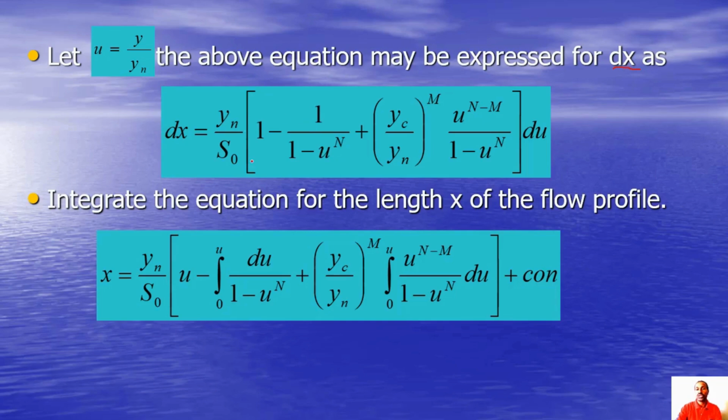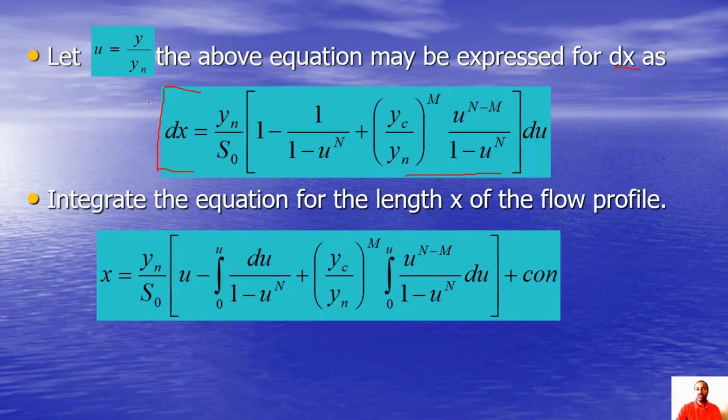The above equation may be expressed for dx. If you derive dx from the previous equation, from the general dynamic equation, we have this equation: Yn over S naught times 1 minus 1 over 1 minus U to the power of n plus Yc over Yn to the power of m, then U to the power of n minus m over 1. So this expression is the general equation. So you can integrate now.